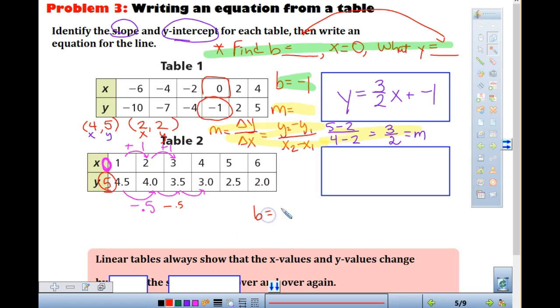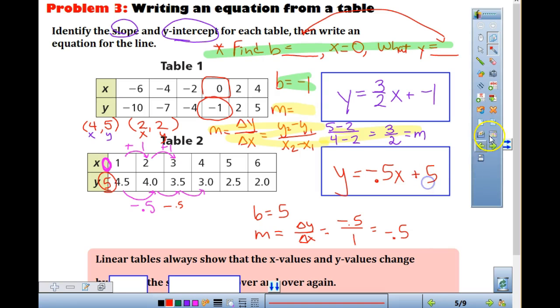So B equals 5. What would you say my M equals? How is it changing? No, how is this change in y divided by change in x? My change in y was negative 0.5. What was my change in x? 1. So could we just say that this is negative 0.5? Yes. So my equation, y equals, Emma, start us off. Y equals negative 0.5. And then we're going to have our x. And then I'm going to have plus, Nolan, plus 5.